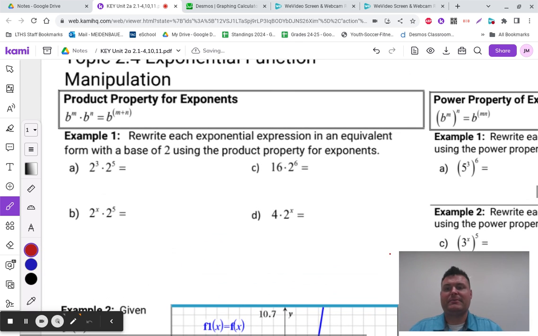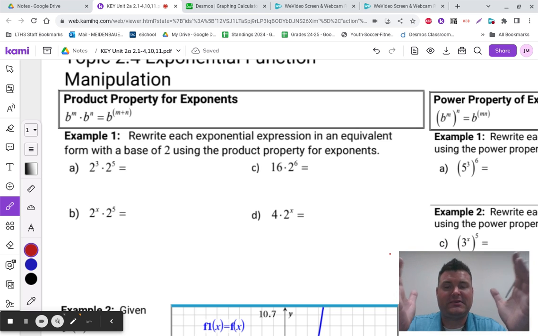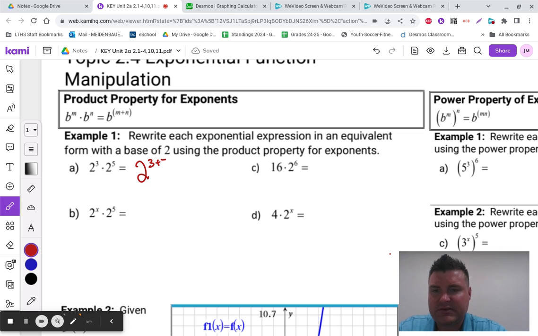So first thing we're going to talk about is the product property for exponents. If you are multiplying two numbers that are both exponential and have the same base, then you add the exponents. So this is going to turn into 2 to the 3 plus 5, which is just 2 to the 8. I don't really feel like simplifying that.